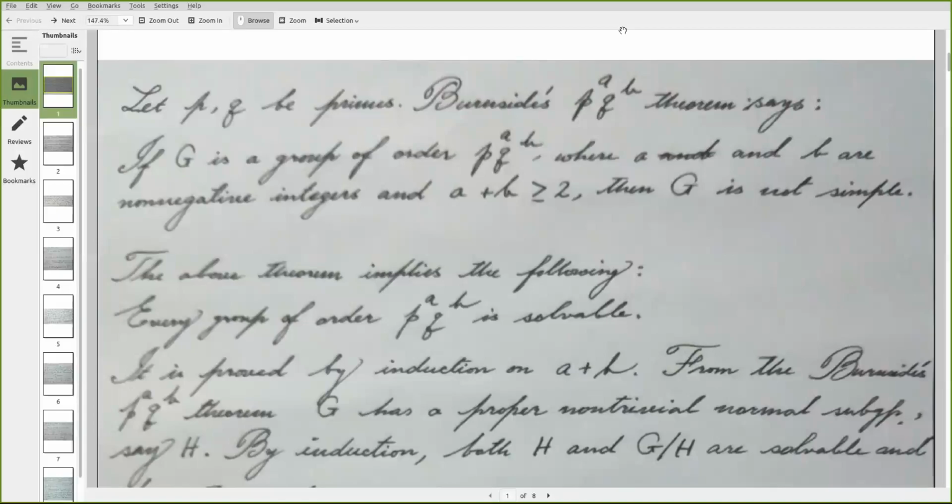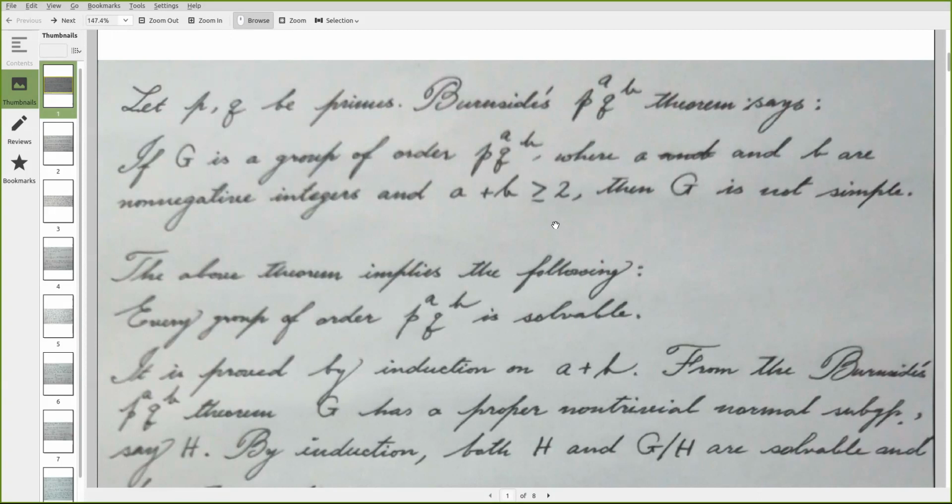All right, let's start. Today we will prove Burnside's theorem. So let's first look at its statement. It says that if p and q are primes, then the theorem, which is known as Burnside's p to the power a and q to the power b theorem, says that every group of order p to the power a, q to the power b, where a and b are non-negative integers and a plus b is at least 2, cannot be simple.